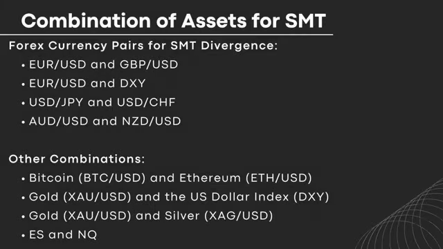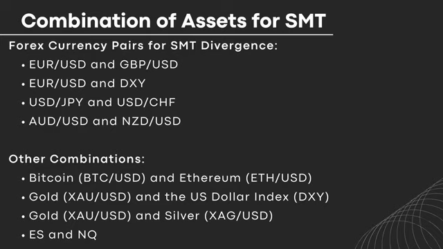Now let's move on and let me give you some combinations of important pairs and assets which you can use to find SMT divergence or discrepancies in price, right? That will potentially assist you in your analysis. So right here you can see a list of assets containing the benchmark asset in the first half and then the underlying asset in the second half that you can use for finding SMT divergences between their price action.